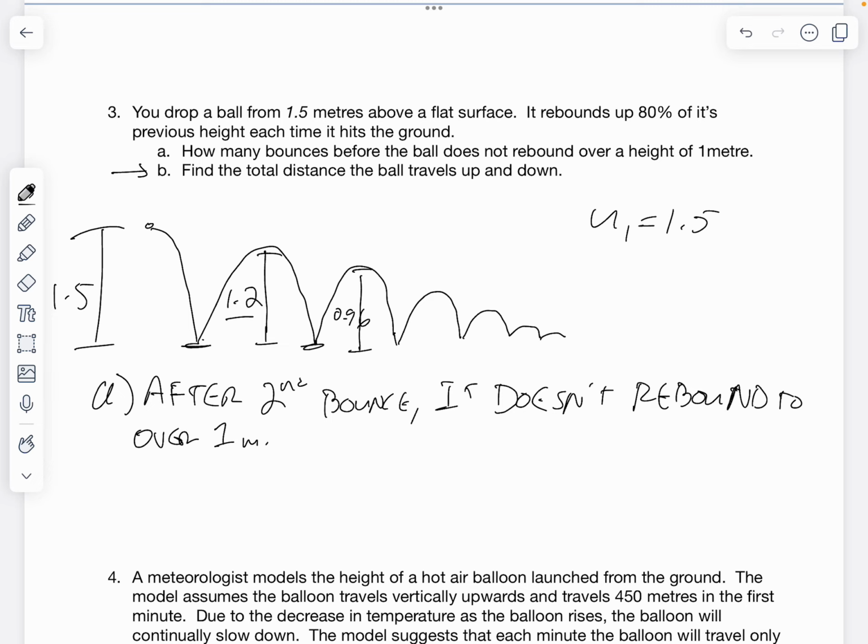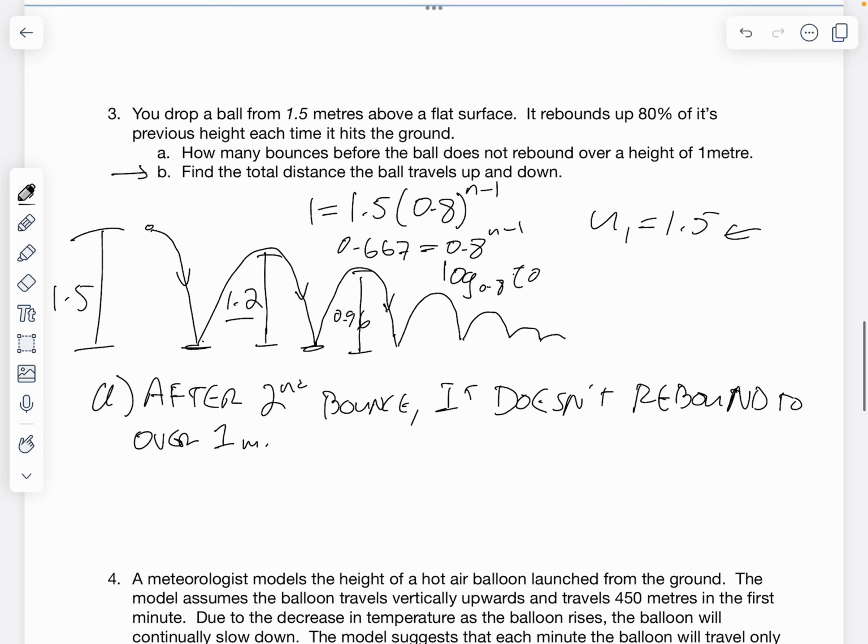You also could have done that by solving the equation. You could have done 1 equals our first drop, 1.5. So really, if I'm only looking at the drops, I'm trying to figure out when the first drop is less than 1. So 1 equals 1.5 times 0.8 to the n minus 1, and you can divide by 1.5, so you get 0.6667 repeating equal to 0.8 to the n minus 1. You can use log base 0.8, or you could graph it. You get 1.8-ish is equal to n minus 1, and so 2.8 is n.